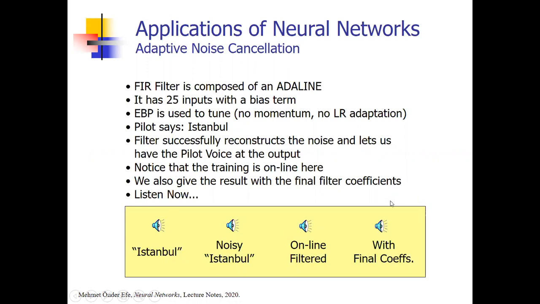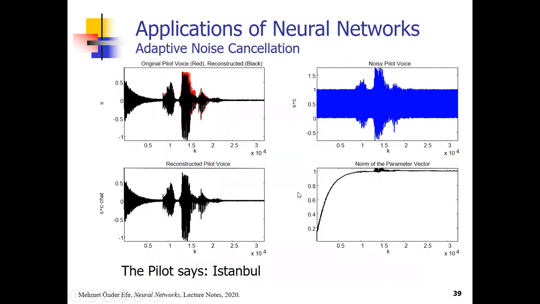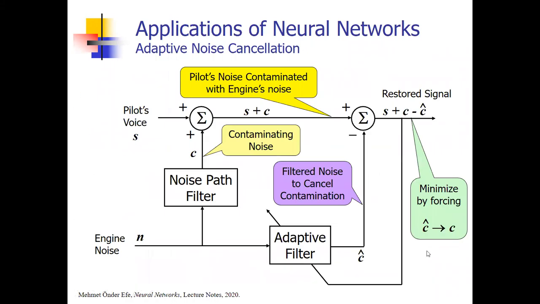And you obtain very clearly the noise path filter and remove the noise that comes from the engine as shown here, okay? This adaptive filter identifies the noise path filter. It learns how it produces, since the inputs are the same. So if they are identical, then they will produce the same output. So S plus C, S plus C minus C hat, this C minus C hat is very close to 0. So you clearly hear the pilot voice.